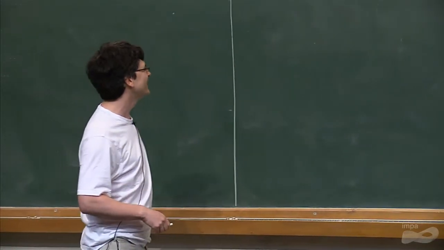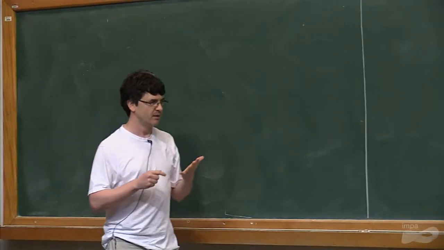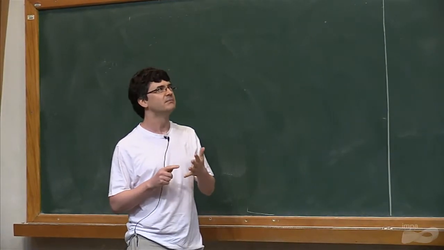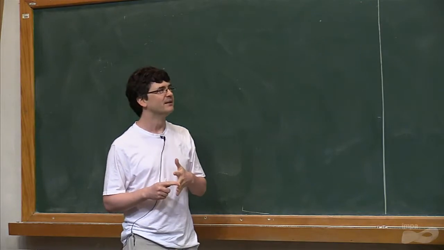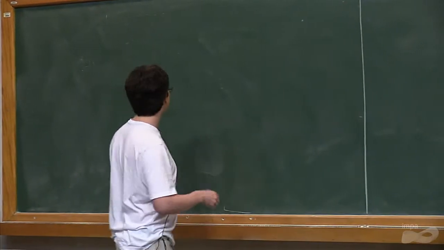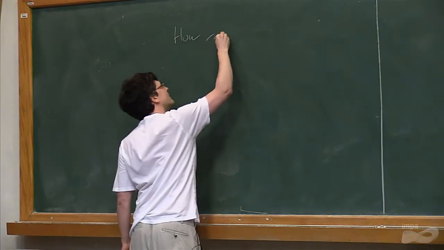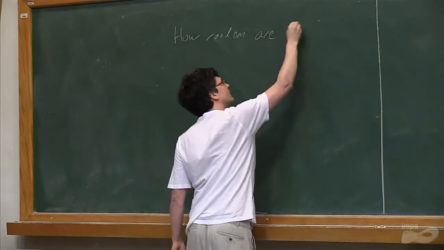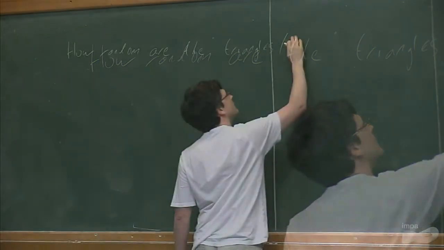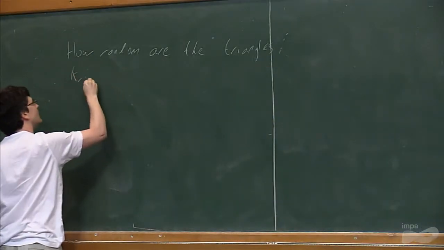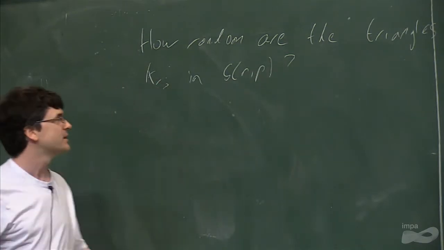Sorry. Okay. The structure of the talk will be, I'll describe the problem, then the result, then maybe some motivation, and then the proof. So the problem is: how random are the, let's say, triangles, or we might be interested in copies of K_r in G(n,p). Okay, that's very vague, so let's start to make it more precise.